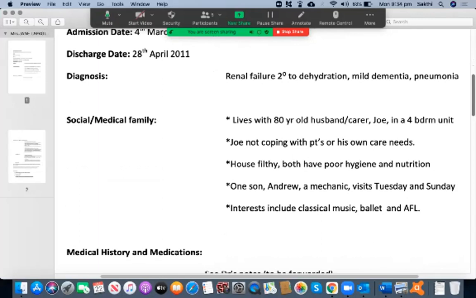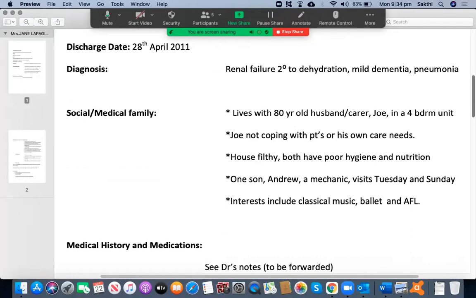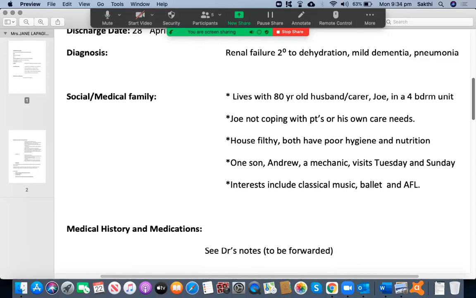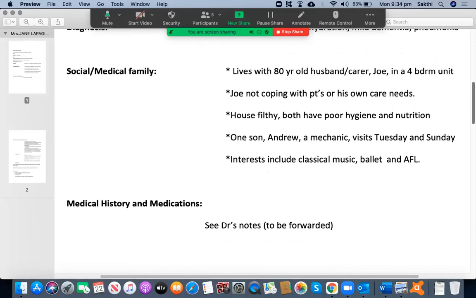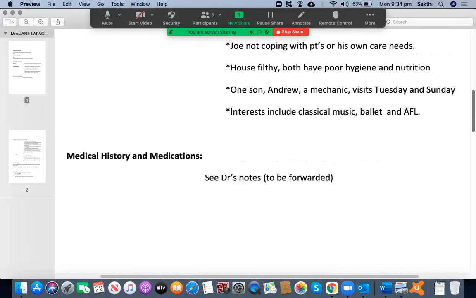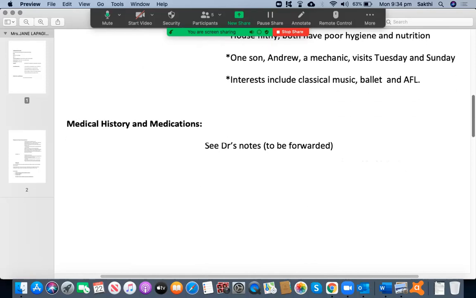Lives with 80-year-old husband carer Joe in a 4-bedroom unit. Joe not coping with the patient's or his own care needs. House filthy, both have poor hygiene and nutrition. One son Andrew, a mechanic, visits Tuesday and Sunday. Interests include classical music, that's not needed. Ballet and AFL, that's not needed. See doctor's notes to be forwarded.